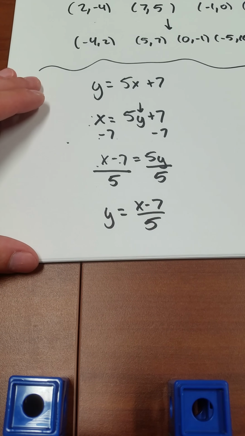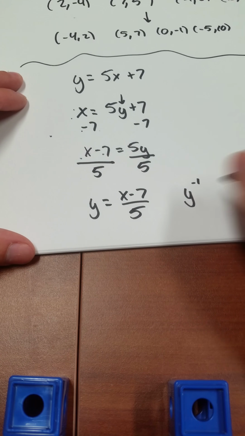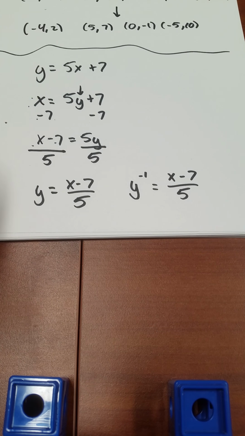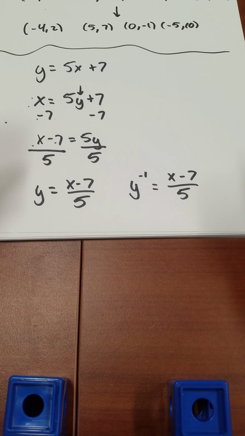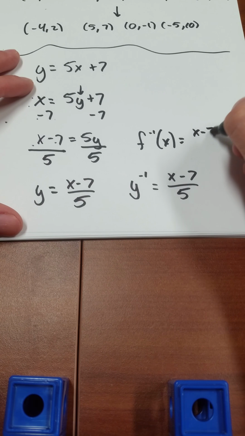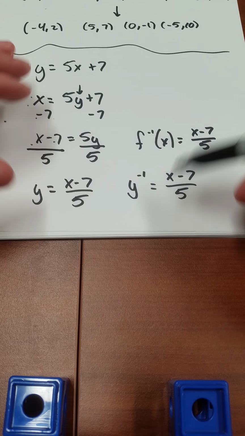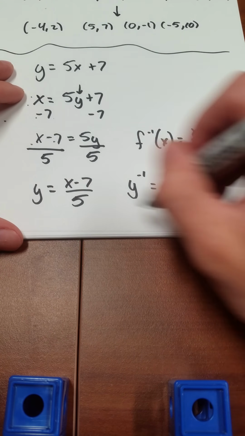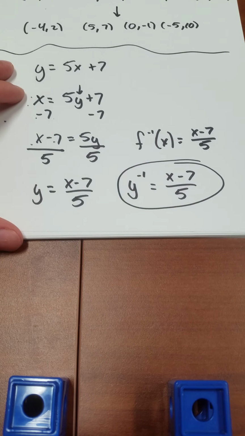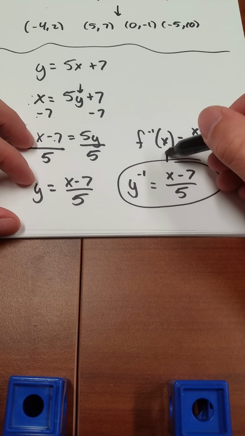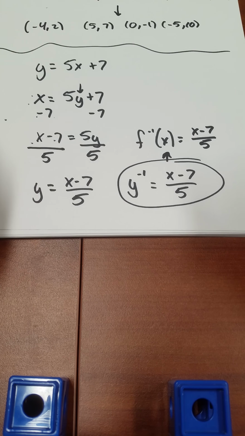How you can write your final solution is two ways. We can write it y negative 1 equals x minus 7 over 5. That means y inverse equals x minus 7 over 5. If we want to write it in function notation, we can write f inverse of x equals x minus 7 over 5. All right, so either of these two work. I'm probably going to stay right here with this solution for right now, just so that we don't get into function notation a whole lot. But if they want it in function notation, then that's your function notation. So it just means swap x and y, solve for y.